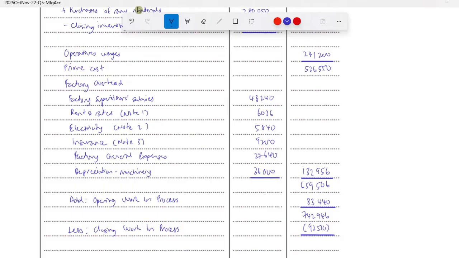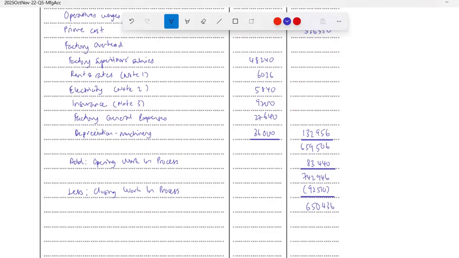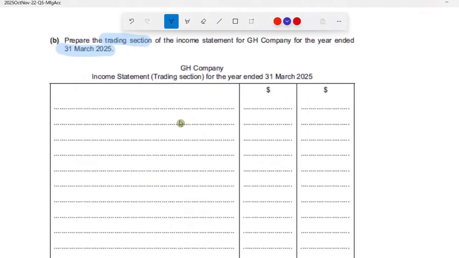We've obtained the cost of production. This is the cost of production for this accounting period. It has become finished goods. Now let us prepare the trading statement. We begin with the revenue. The revenue is 1,107,272.